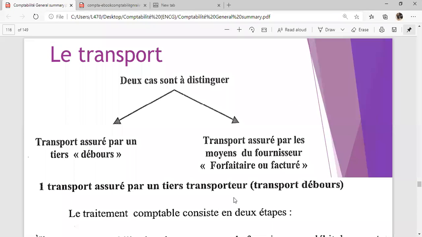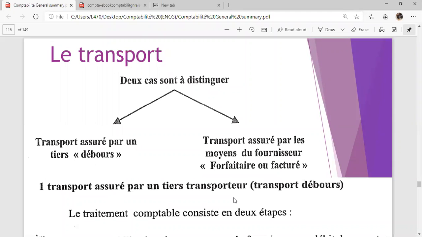So what they do is that they hire a transporting agency. In the Moroccan system, we have CTM, we have ONCF, and other small ones. So the main difference between these two is the TVA you are charged. In the calculations, it's strictly on the TVA.